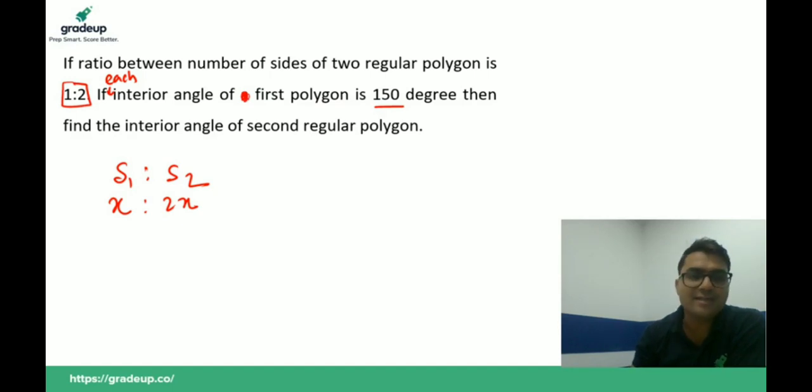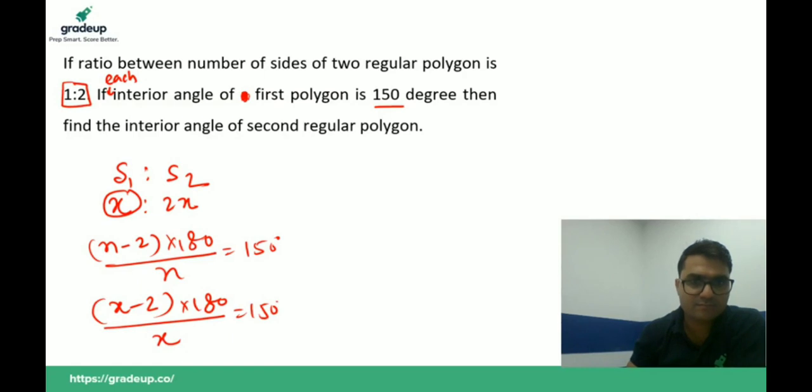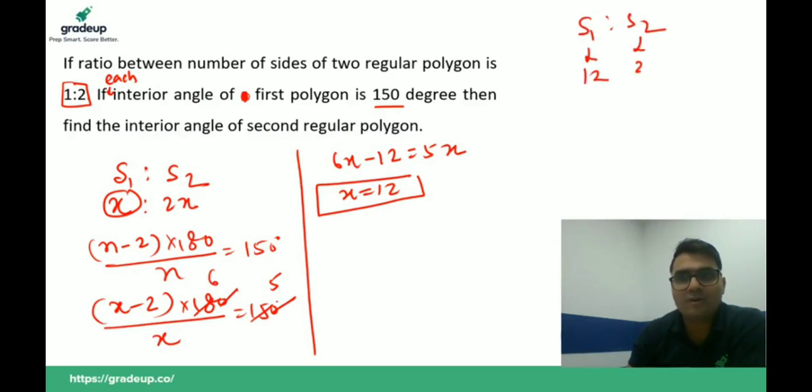All right, now listen carefully. You all know the interior angle is what? (n minus 2) into 180 divided by n. This should be 150 degrees. Okay. Now, here we have the number of sides as x. So, we put it here x. (6x minus 12) is equal to 5x. x is equal to 12. So, the number of sides of the first polygon and second polygon is 12 and 24.